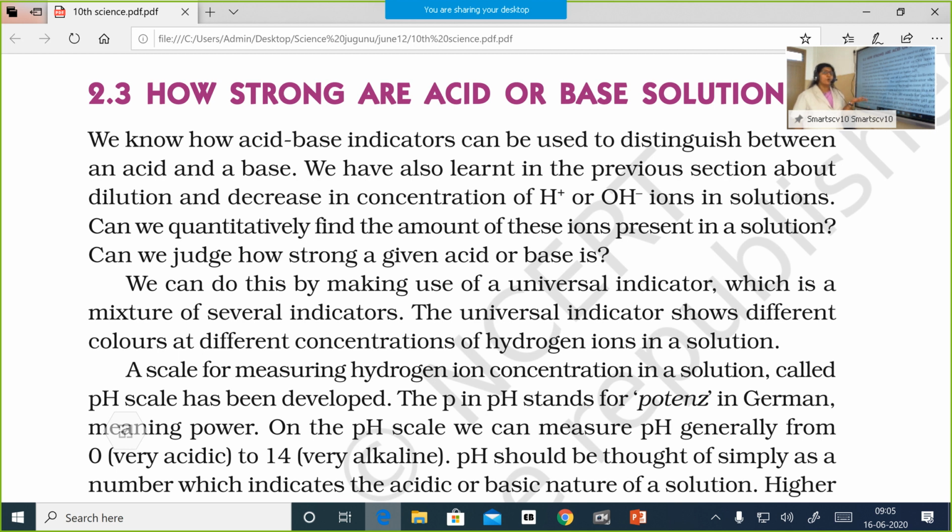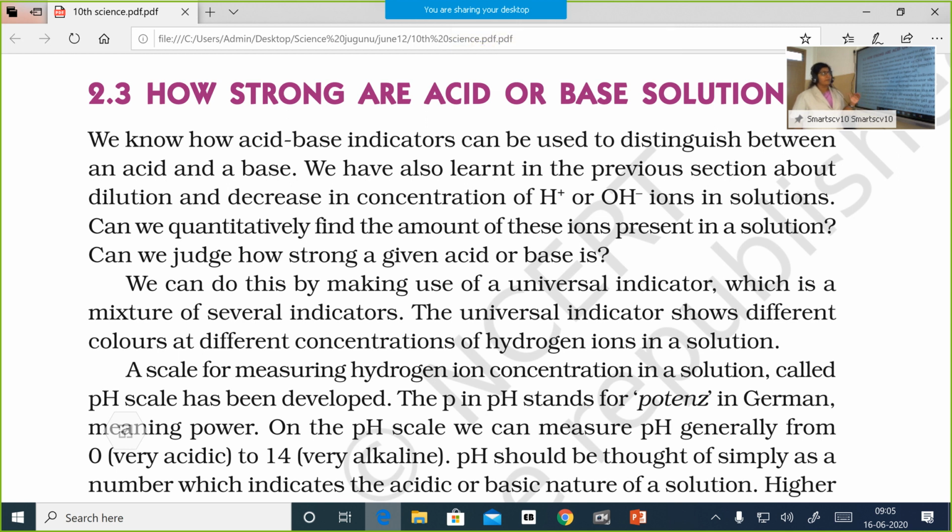Strength of an acid is determined by what criterion? Strength of an acid is determined by the ionization, that is, the extent of ionization. All acids do not ionize completely. Some acids go for only a partial ionization. So acids which ionize completely in presence of water, we call them strong acids. Otherwise, acids which go for a partial ionization, we call them weak acids.